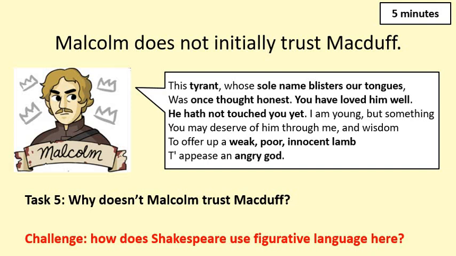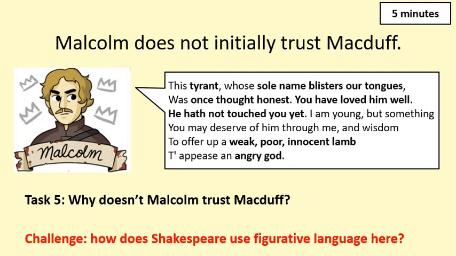In order to develop our AO2 skills, it's really important that we analyse language in depth. So I'd like you to look at this quote from Malcolm, when he's saying to Macduff, actually, I don't completely trust you yet. And he says, "This tyrant, whose sole name blisters our tongues, was once thought honest. You've loved him well. He hath not touched you yet. I'm young, but something you may deserve of him through me, and wisdom to offer up a weak, poor, innocent lamb to appease an angry God."